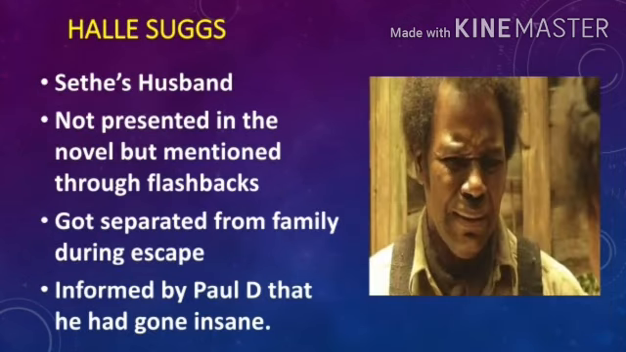Halle Suggs. He was Sethe's husband and the father of all her children. Halle vanished at the time when he was supposed to flee to the north with Sethe and got separated from the family during her escape. It is later revealed in the novel by Paul D. that he had gone insane. He is not presented in the novel but mentioned through flashbacks.